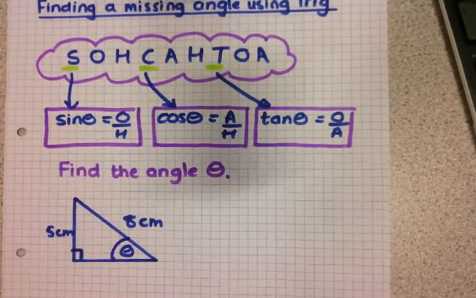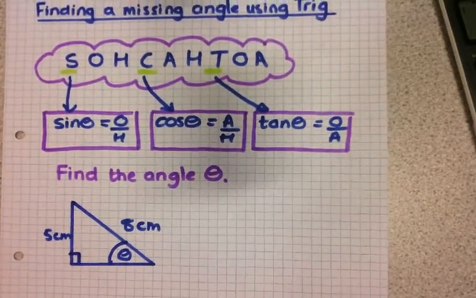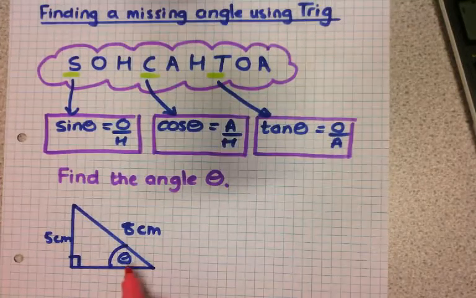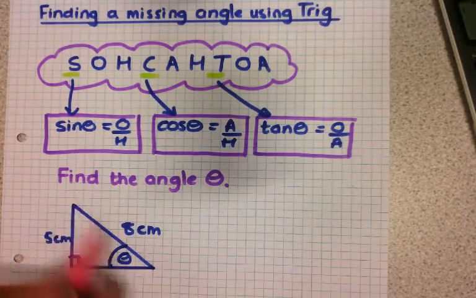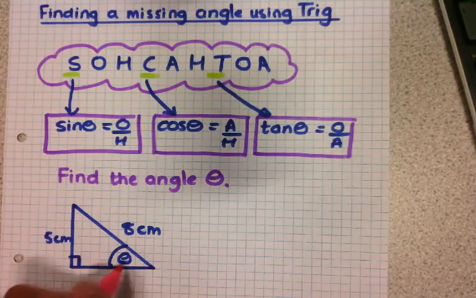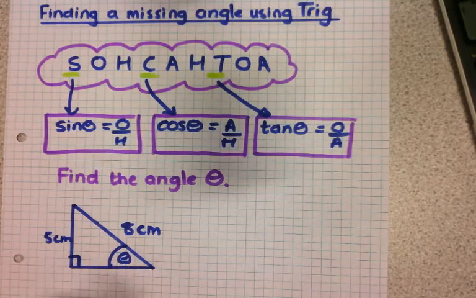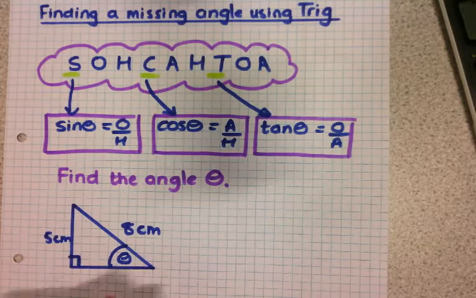So here's our problem, and if you notice, I'm given two sides and I'm looking for this missing angle. Now usually missing sides we call x. Missing angles use this kind of symbol and it's called theta. So if I refer to theta, it means the missing angle.